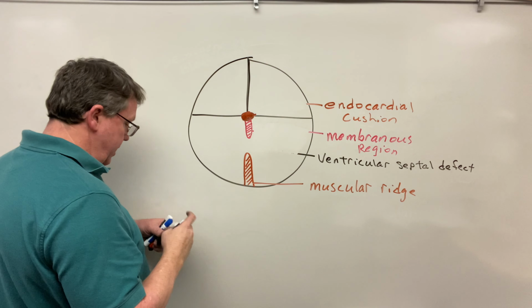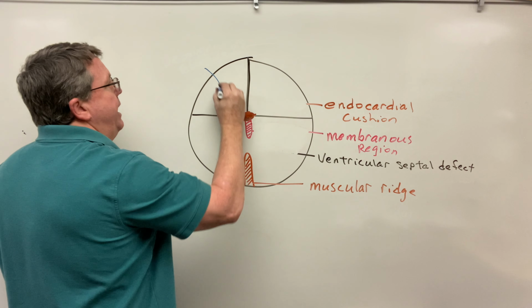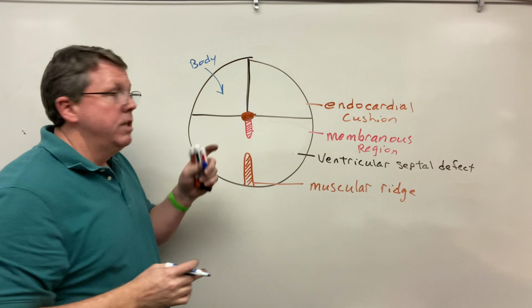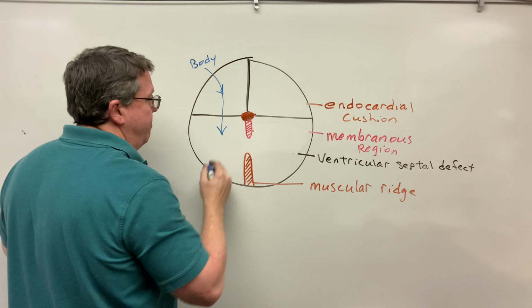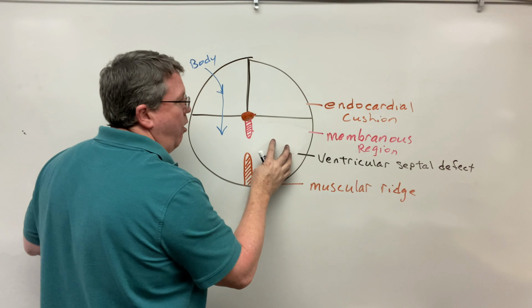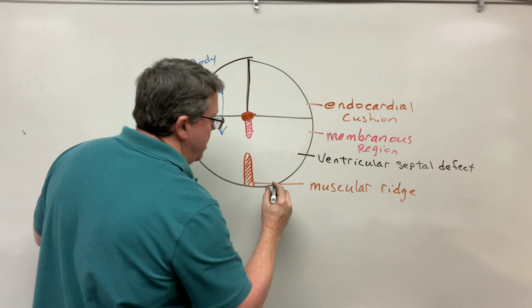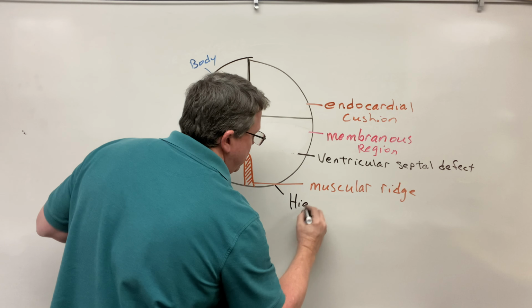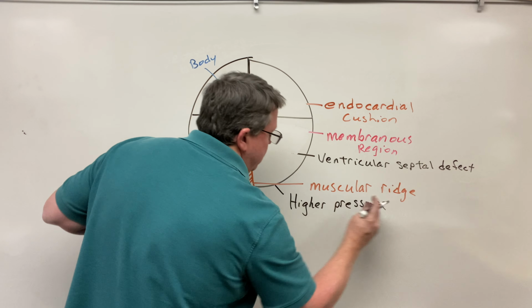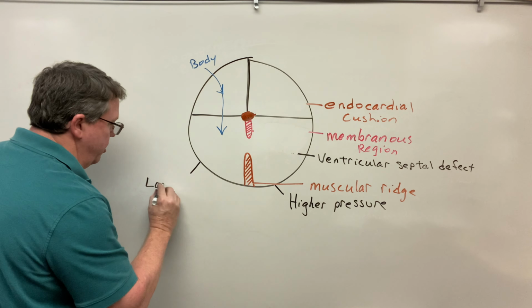So now I get blood that comes in from the body into my right atrium, just like always. Coming in from the body, just like it always does. However, it comes down into the right ventricle. Now, here's the thing that's going to happen. Because this part of the heart has to pump blood out to the whole body, usually this has higher pressure on the left side than on the right side. So this is going to have lower pressure.